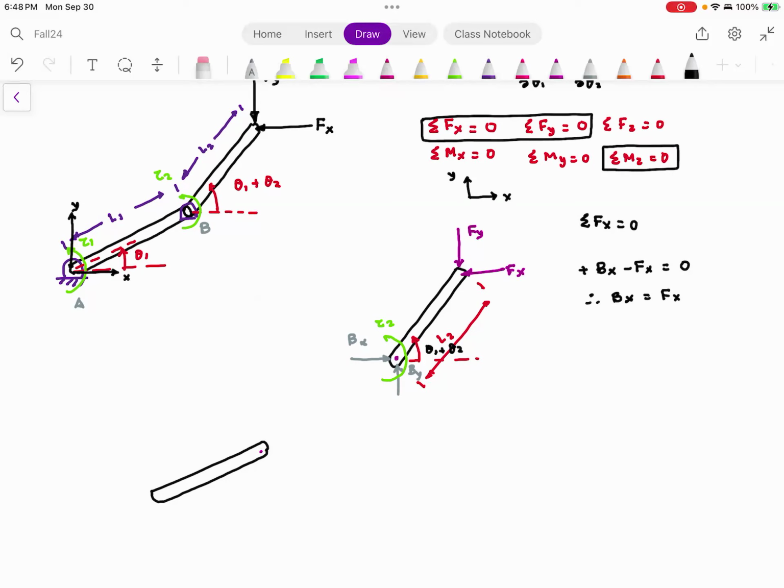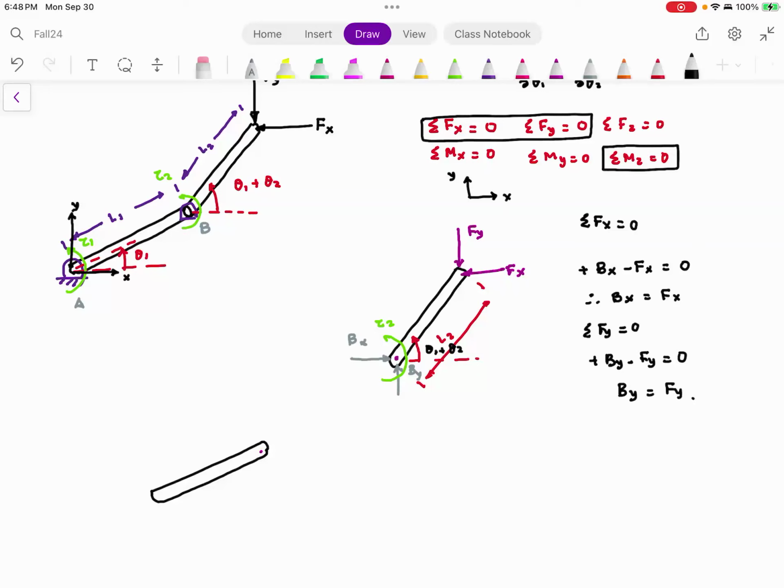And when I apply summation of forces in the y direction is equal to 0, I have plus B of y minus F of y is equal to 0. So I get B of y is equal to F of y.